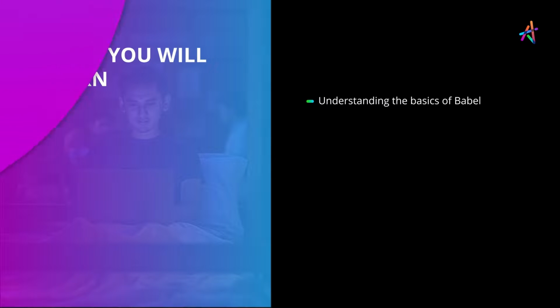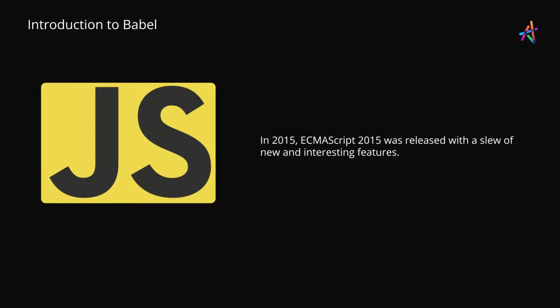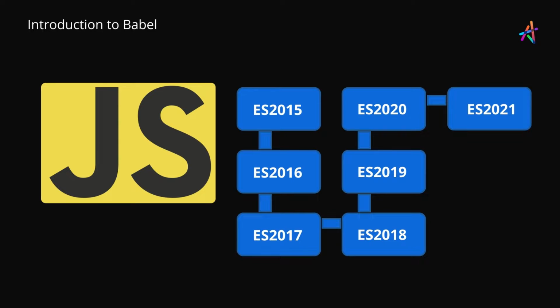Let's begin. In June 2015, a landmark version of JavaScript, officially known as ECMAScript 2015, was released. With it came a slew of new and exciting features for developers. Ever since then, every year a new language standard is announced. At the time of recording this video, ECMAScript 2021 is the most recent standard.